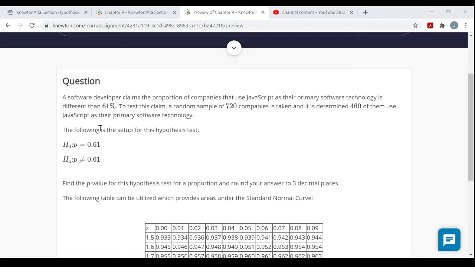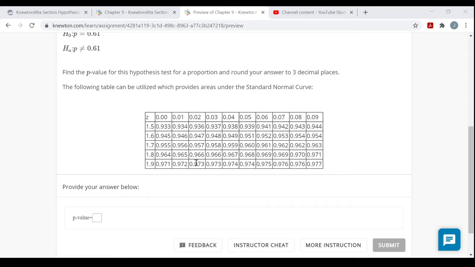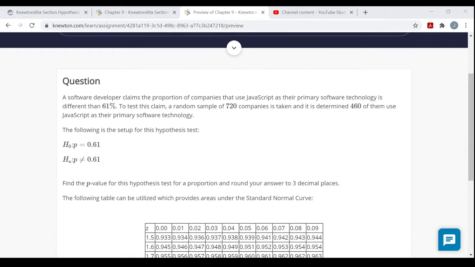Now they've set up the hypotheses. I'll go over these again myself. And then they're asking us to find the p-value for this hypothesis test for a proportion and round your final answer to 3 decimal places. We can use this standard normal curve here, or I'll use the calculator as well, and show you both. I'm going to go to a piece of paper and start writing out some information, going through the steps of a hypothesis test.